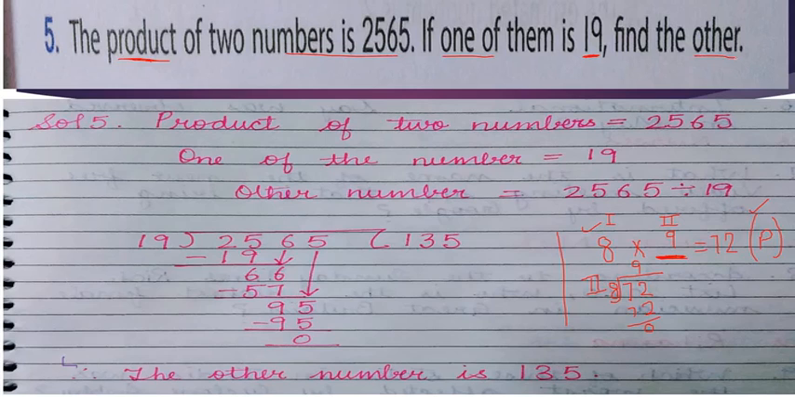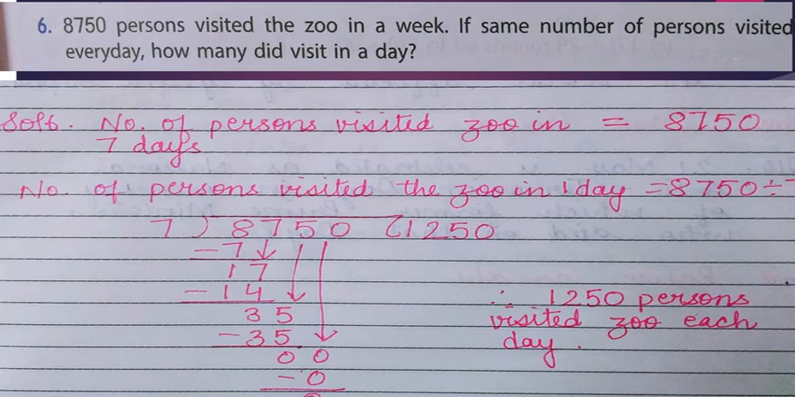Okay, chalo see the next question now. Question number 6. In question number 6 they are saying 8,750 persons visited the zoo in a week. That means they have given us the information about people who visited the zoo in a week. And then they are saying if the same number of persons visited every day, same persons are visiting every day, then find out how many did visit in a day.